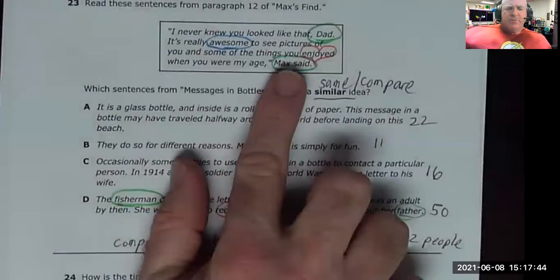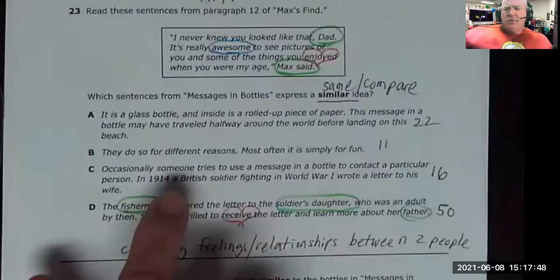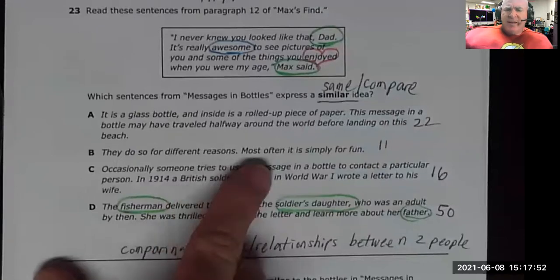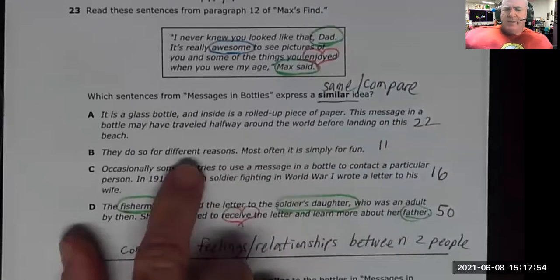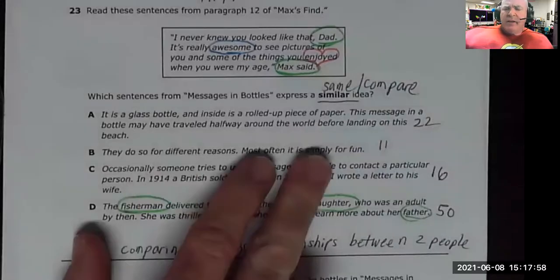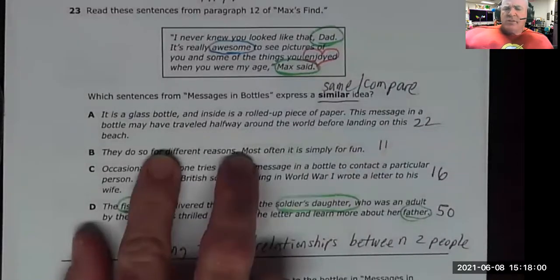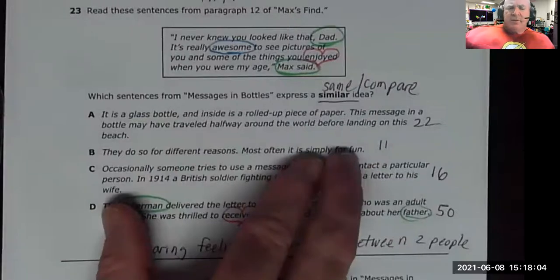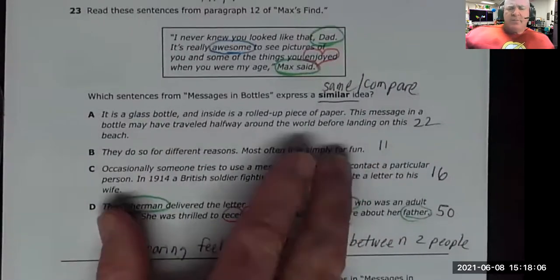section of the other passage. They do so for different reasons. Most often it is simply for fun. Do so is very vague. It is very vague. They're not talking about people, and the only reference to emotions is that something is fun. So there's not enough content there to pick anything.